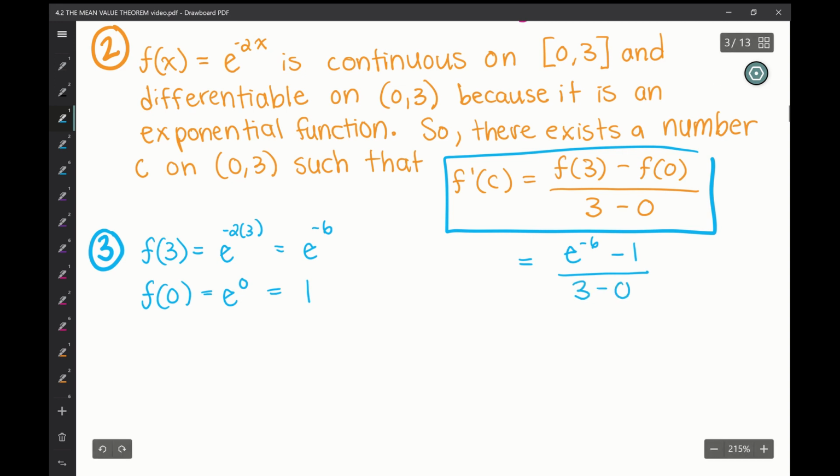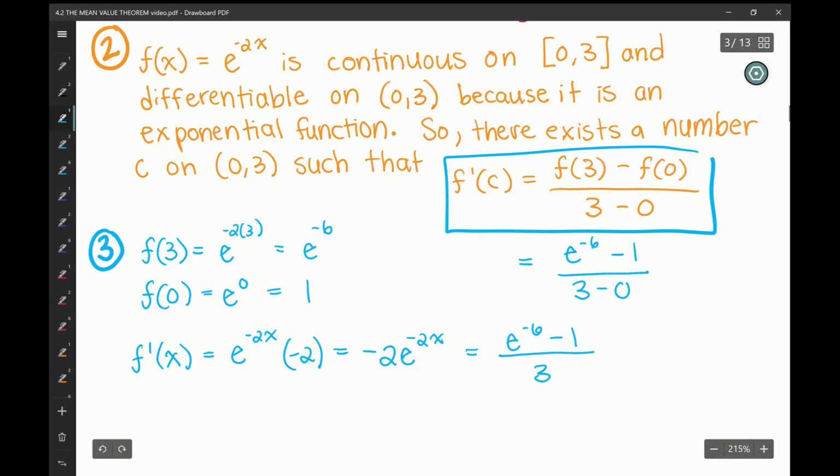Now we have to find the derivative of our general function, f prime of x. We have to use a bit of chain rule here. So we have an e to the negative 2x, because the derivative of an exponential function is still that exponential function. Then we have to take the derivative of the inside, which is that negative 2x. The derivative of negative 2x is negative 2. So the derivative of our function is negative 2 e to the negative 2x. And we're interested in where that is equal to e to the negative 6 minus 1 over 3 minus 0, which is again just 3.